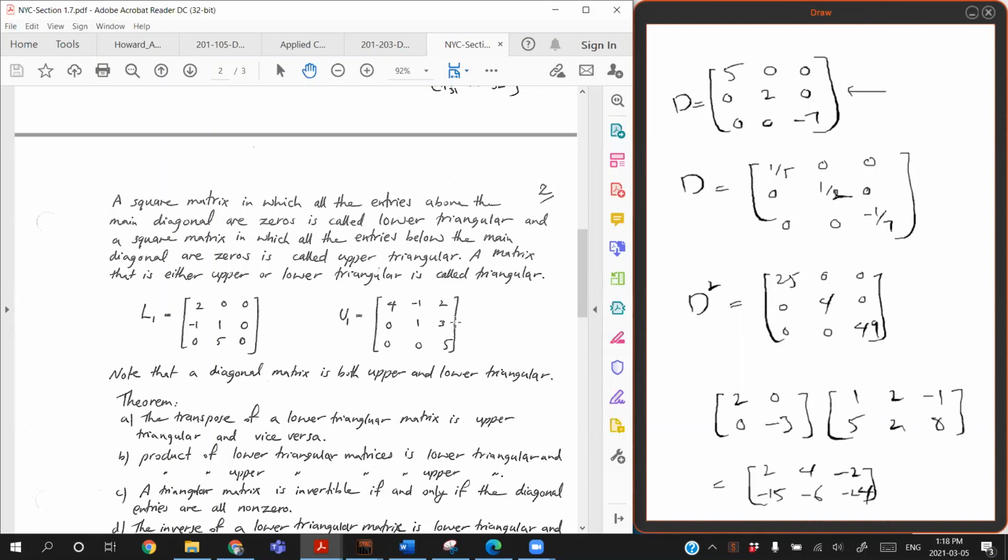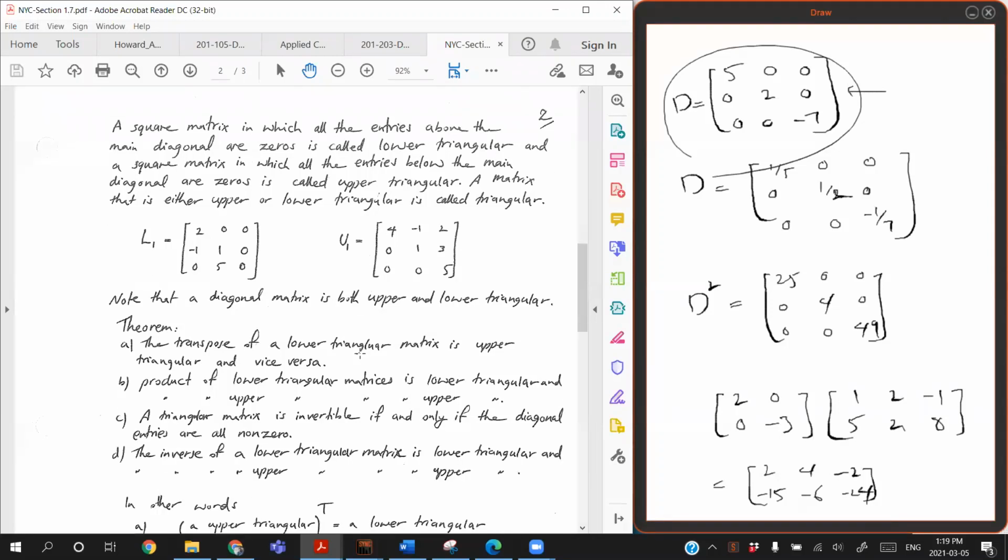Notice that a diagonal matrix is both upper and lower triangular because it satisfies both conditions. If you have a matrix like this, which is diagonal, I can say all the entries above the main diagonal are zeros, so it's lower triangular. And all the entries below the main diagonal are also zeros, so it's upper triangular. Make sense?